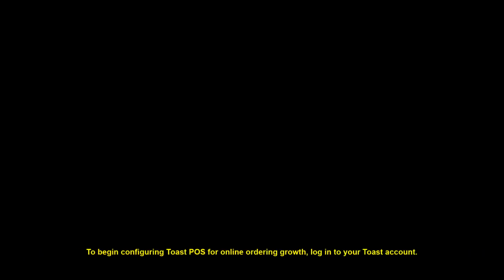clearly. To begin configuring Toast POS for online ordering growth, log in to your Toast account. Navigate to the Settings tab in your dashboard. Select the Online Ordering option from the menu. Enable online ordering by toggling the switch to the on position.